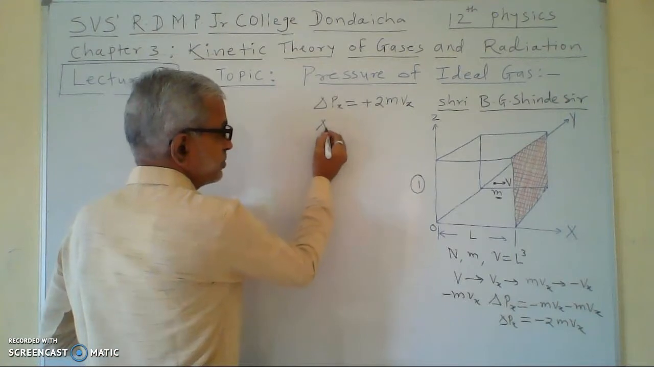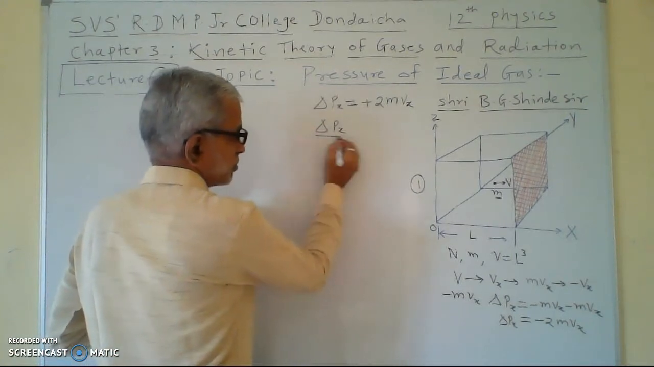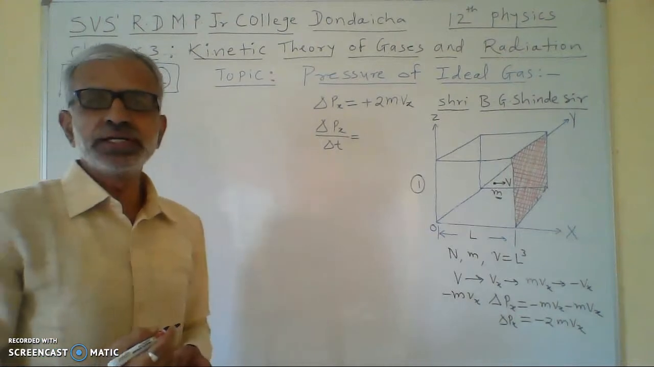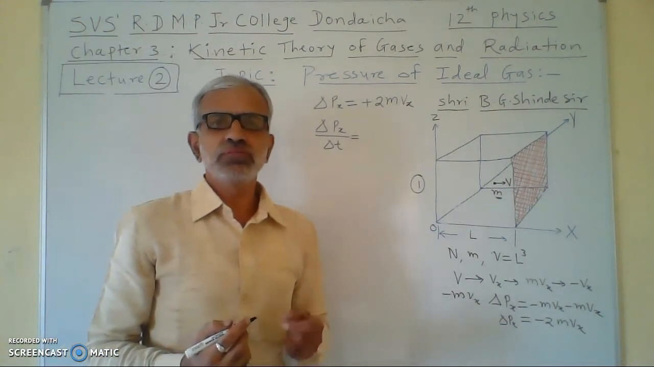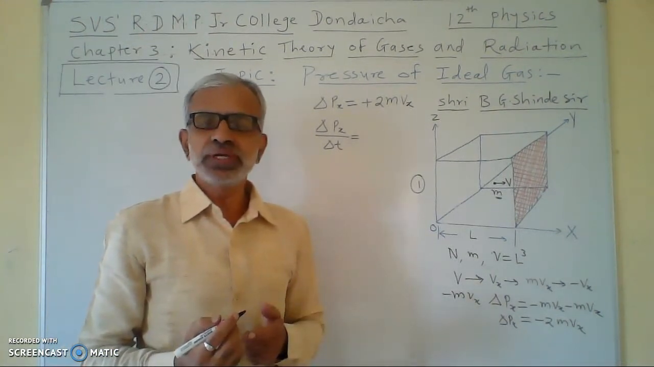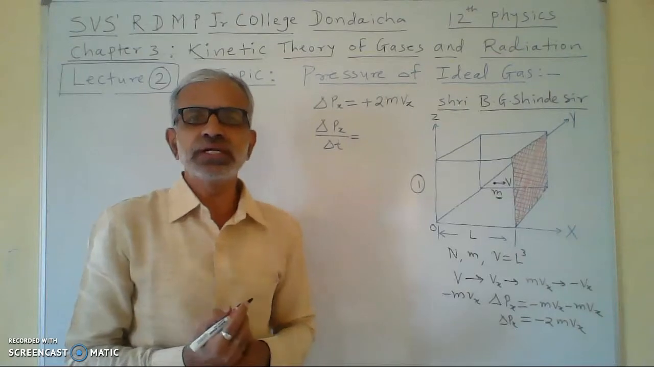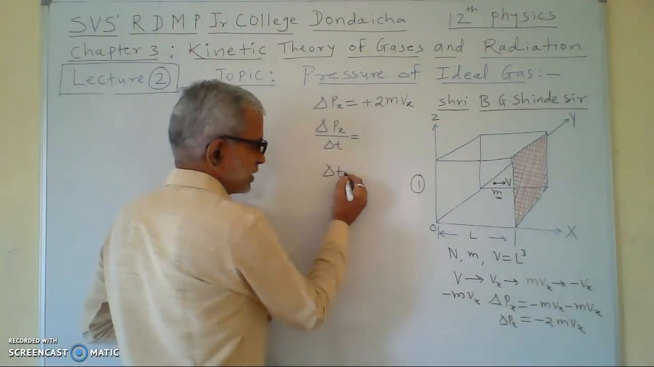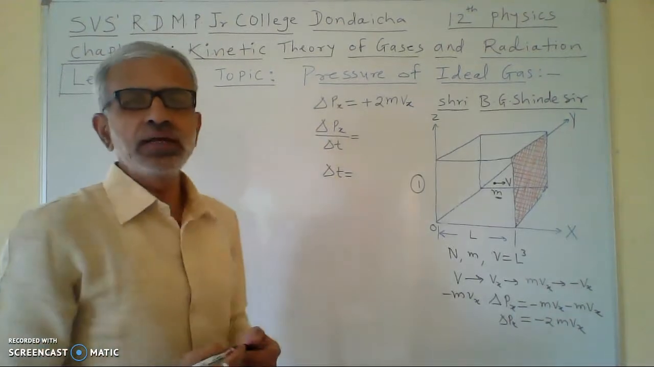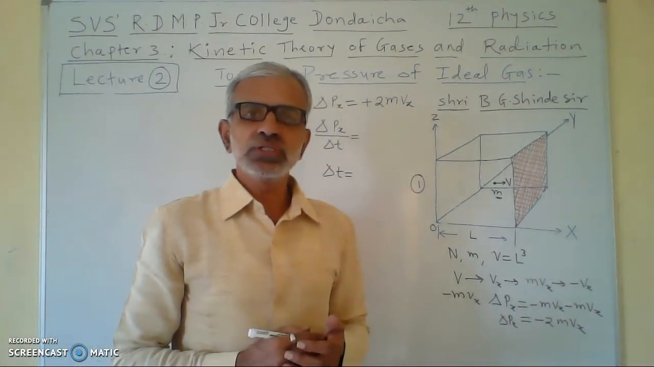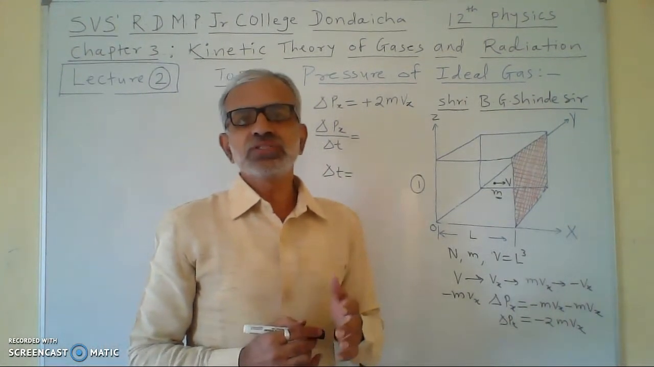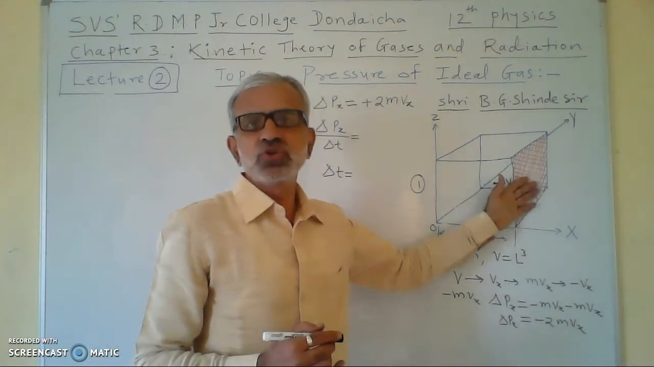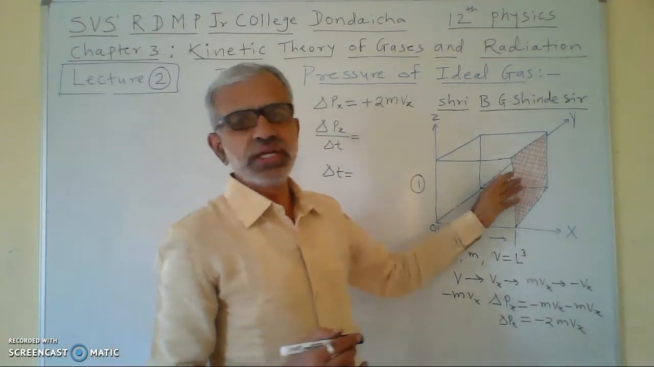Then rate of change of momentum is denoted by delta px upon delta t. Rate of change of momentum will be given by delta px upon delta t. Let us find this rate of change of momentum. So first we determine what is delta t. Delta t is the time between two successive collisions of the gas molecule with the same surface. This is the surface which is shown by the shaded area.